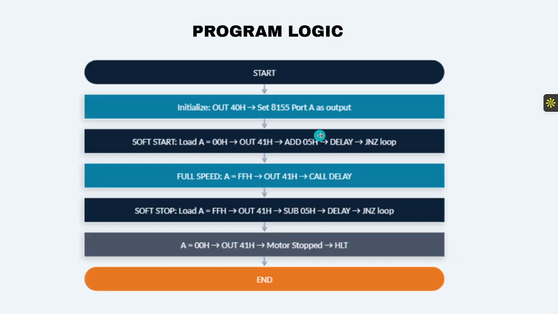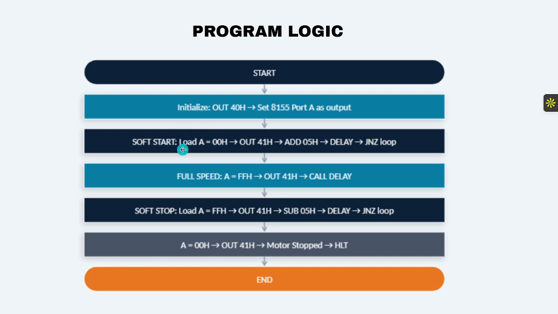So the next is the program logic. First we will start the program. We will initialize the register. Output goes to output 40H and set 8255 port A as output.